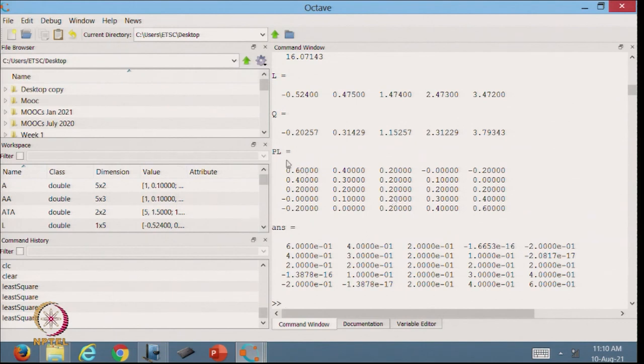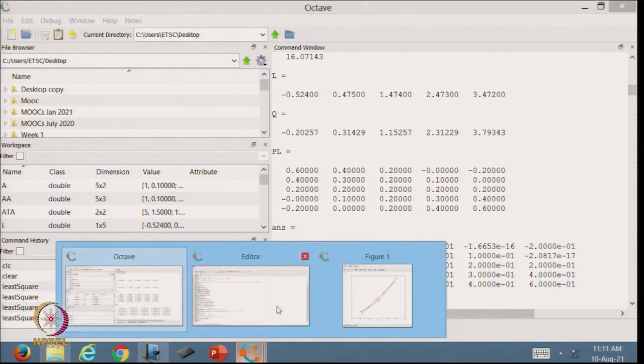And if I take its square, then this is PL square. So PL square is also equal to PL. You can see that it is 6 point this, 10 raised to power minus 1, so that will be 0.6. It is 0.4, 0.2. It is e raised to power minus 16, which means it is 0, and here it is 0.2. So you can also verify that PL square is equal to PL. So this is basically the projection matrix.